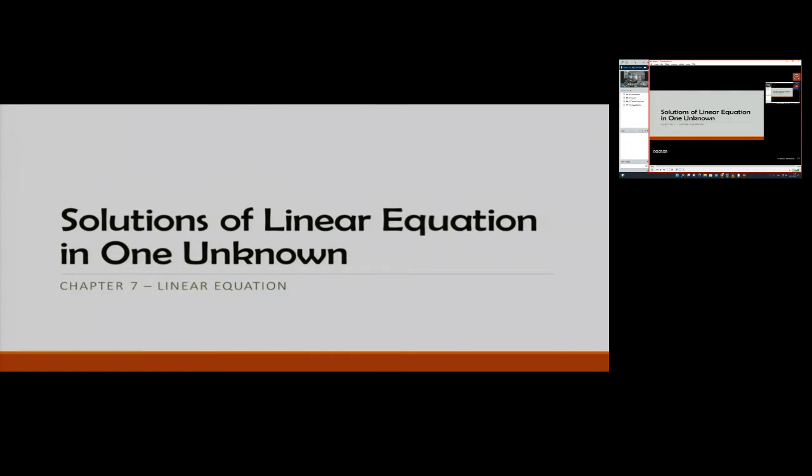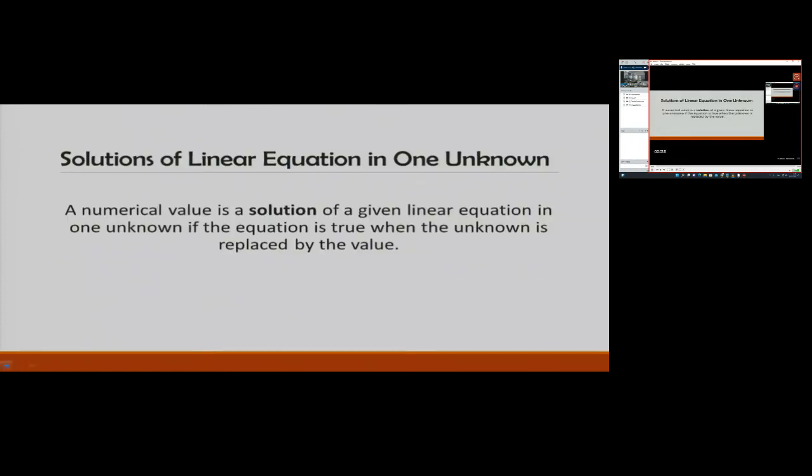Okay. So when we talk about a solution, solution is the numerical value of the unknown. Meaning, solution is the answer to the given equation. It is the value of the variable. Okay?